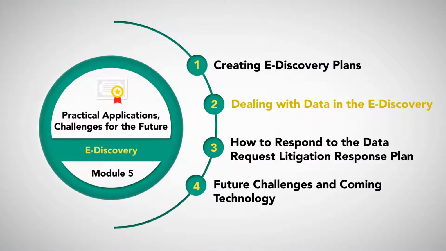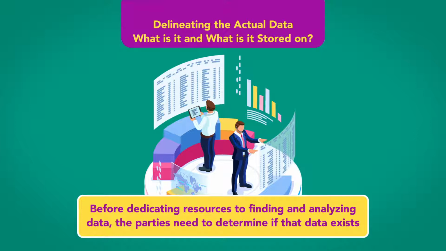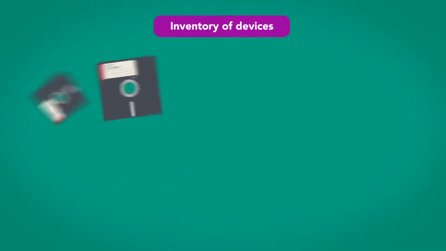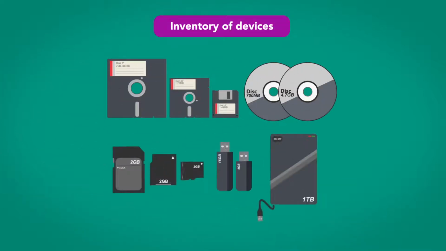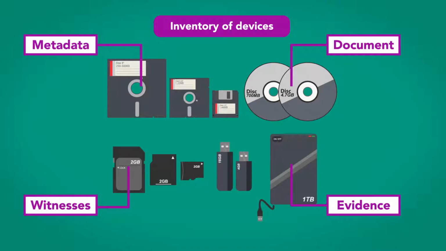Dealing with data in the eDiscovery process. Delineating the actual data. What is it and what is it stored on? Before dedicating resources to finding and analyzing data, the parties need to determine if that data exists. That may require an inventory of devices on which the data may be stored, then followed by some indication of what may be on those devices.